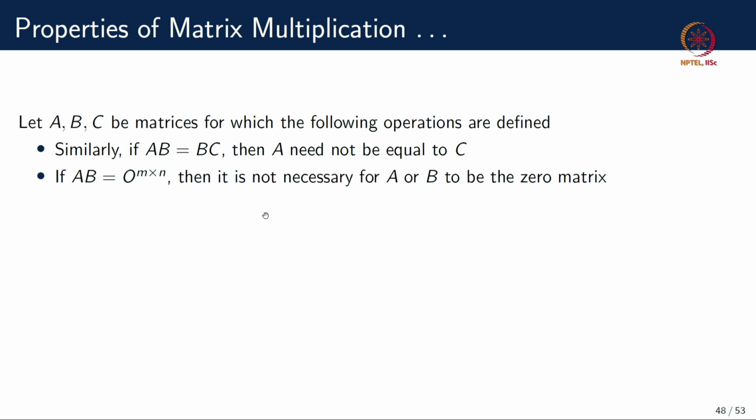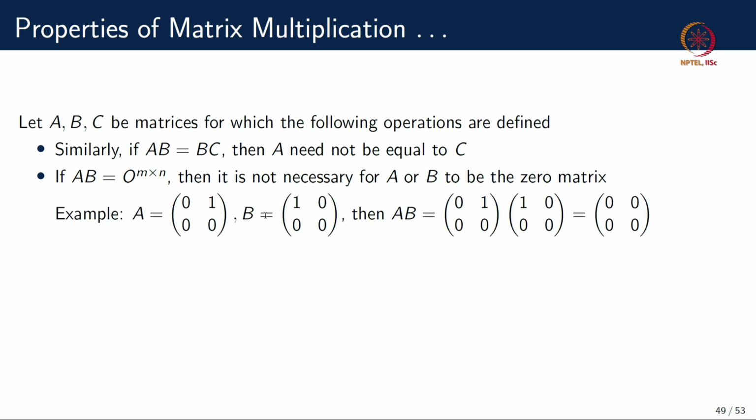If AB is equal to the 0 matrix of size M by N, then it is not necessary for A or B to be the 0 matrix. Example: A is [0 1; 0 0], B is [1 0; 0 0], then A into B is equal to the zero matrix [0 0; 0 0].